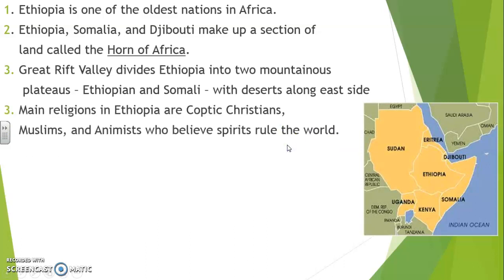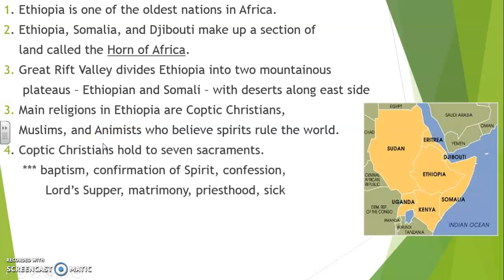Main religions in Ethiopia, three of them in this country. Coptic, you haven't heard of that. You'd say, well, we're Christians. Yeah, we're Reformed Christians. They have Coptic Christians. It's a religion that came out of Egypt. And I'll have a little more notes on it. There's the Muslims. They follow Allah. Islam is the religion. And Muhammad is a prophet. And Quran is the Bible. And then, as I just mentioned in the previous slide, animist. They believe spirits rule the world. And they do their dances to keep the spirits away.